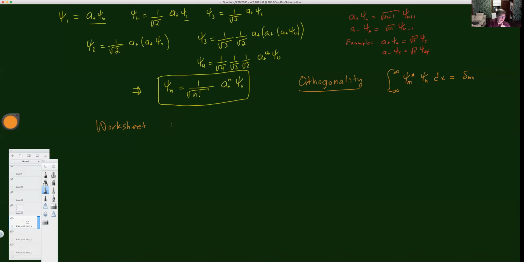For this, your worksheet needs the fact that we can write x hat, the operator, as the square root of h bar over 2m omega, times a plus plus a minus. Oh no, plus a minus, sorry. And we can write p hat as i times the square root of h bar m omega over 2, times a plus minus a minus, okay? All right, now, why is that useful? Let me show you an example. You're going to be doing something like this in the worksheet.